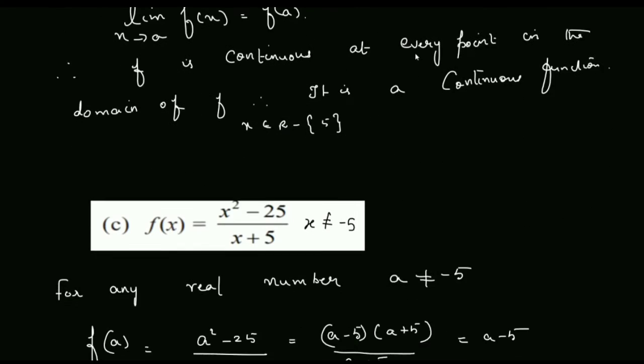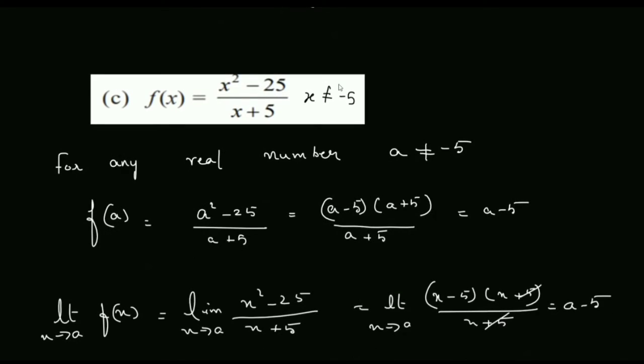Now move on to the third question. F of x is equal to x square minus 25 by x plus 5, x is not equal to minus 5. When x is minus 5, the function is not defined. So let us take once again any real number a, but a is not equal to minus 5. Let us first find the functional value. So f of a is a square minus 25 by a plus 5.